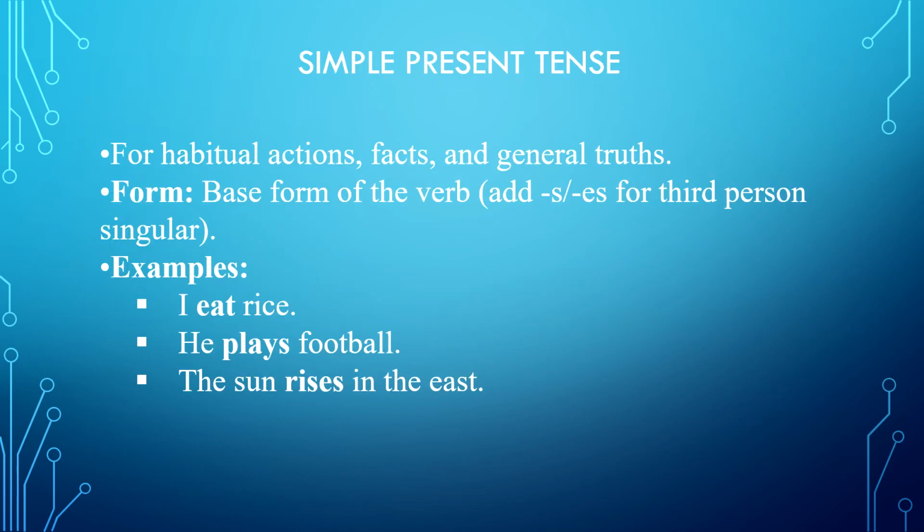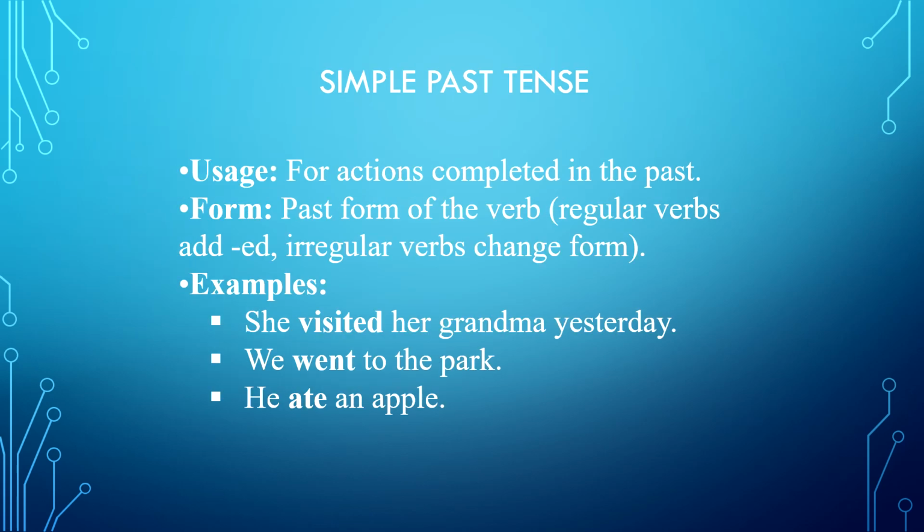First, the simple present tense. We use this for daily habits, facts, and general truths. For example, I eat rice. This is a regular habit. He plays football. This is also a habit. For subjects like he, she, or it, we add an s or es to the verb, as in the sun rises in the east.